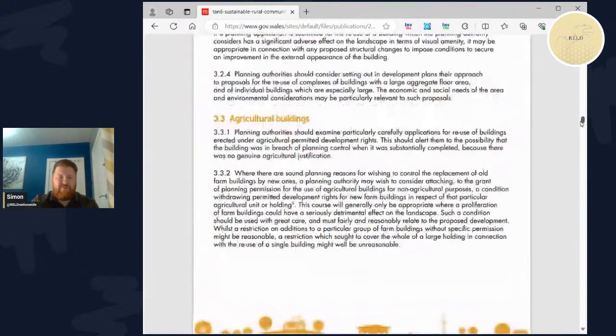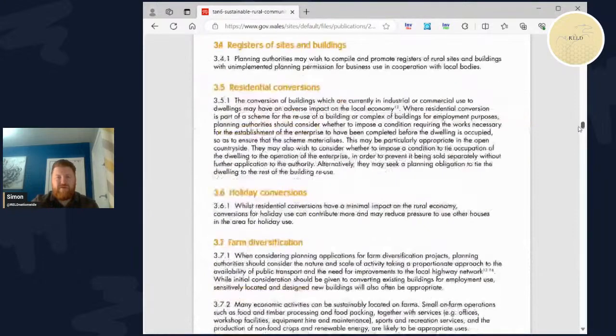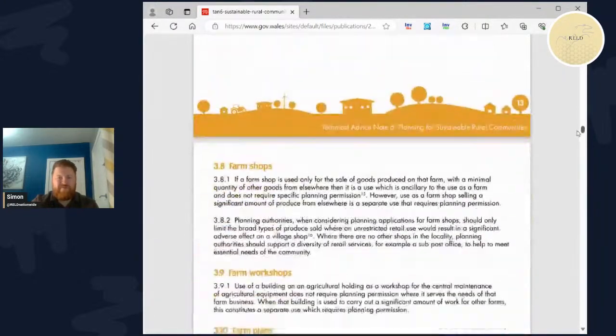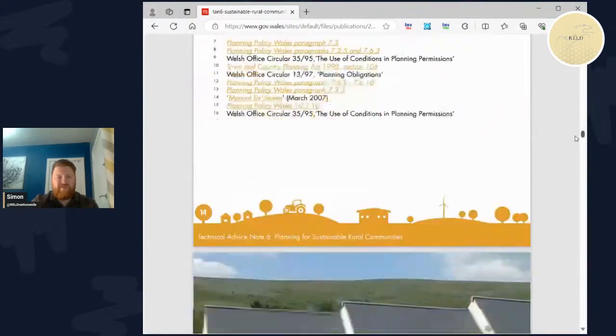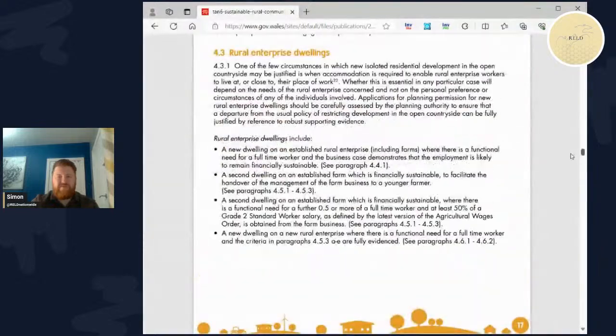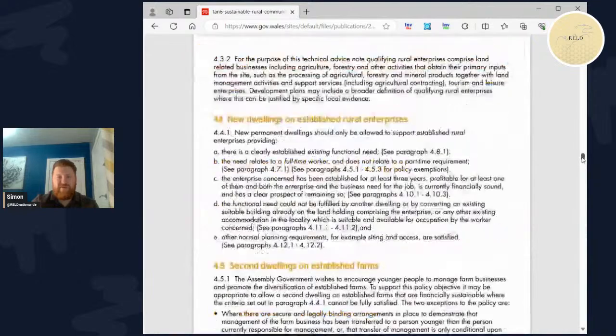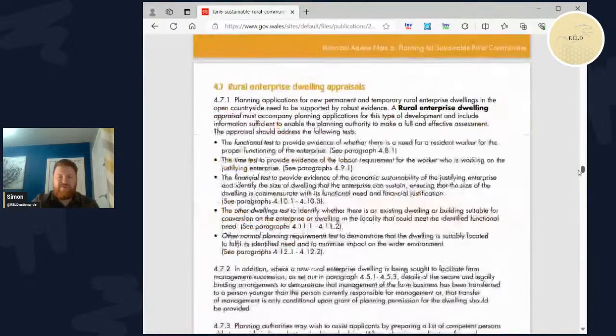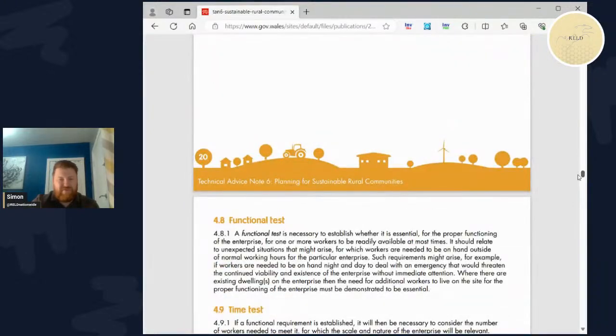The reuse and adaptation of rural buildings, agricultural buildings, residential conversions of buildings, holiday conversions, farm diversifications, farm shops, farm plans. And it does go further to talk about the affordable elements. It goes on to talk about the equestrian elements of rural enterprise. So it does go into quite a lot of detail. But if you're not sure, then again, speak to the local authority, because they're ultimately the ones who are going to be making the decision for you. Now, occupancy clauses can be difficult to spot.